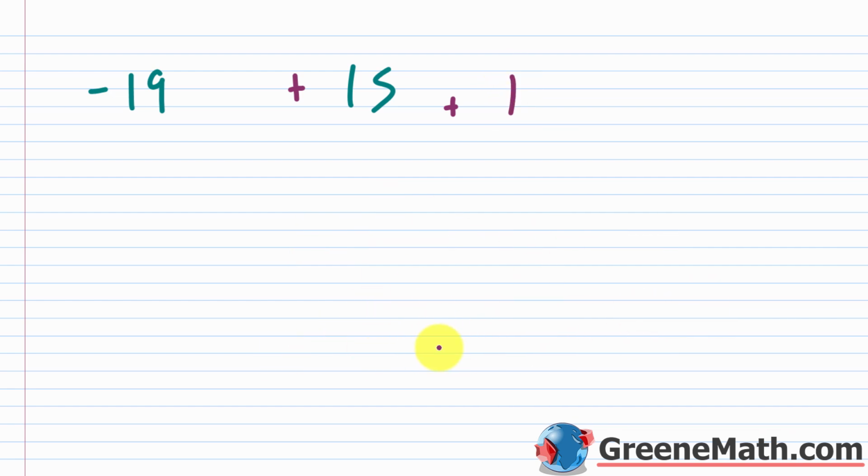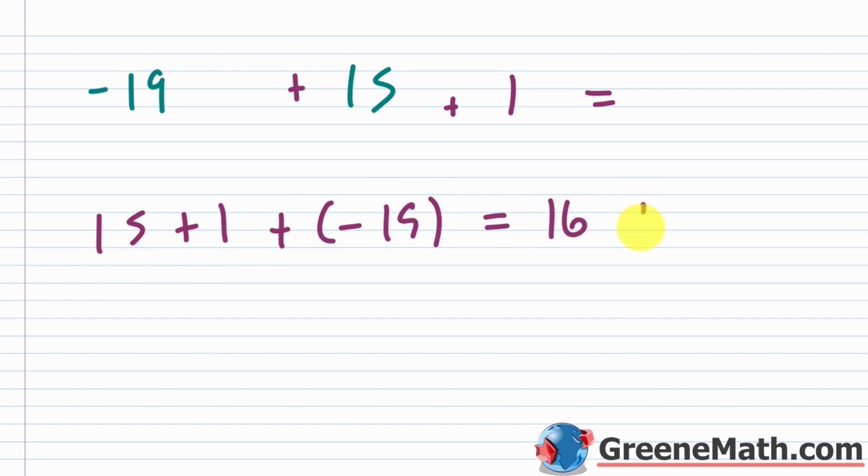Okay, so now we could just go through and add. Again, I like to add the numbers with like signs first. That's possible because of the commutative property. We can add in any order. So I could say that this is 15 plus 1 plus a negative 19 like this. So 15 plus 1 is 16. And then you have 16 plus a negative 19. Now, a lot of you can eyeball this and see that it's negative 3. But again, you can always go through the official procedure.